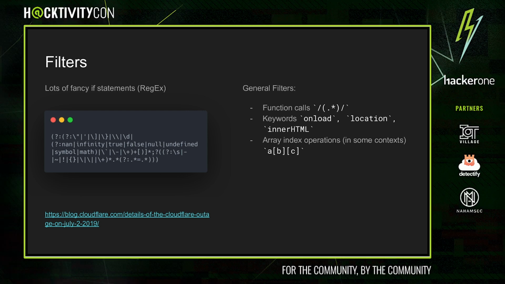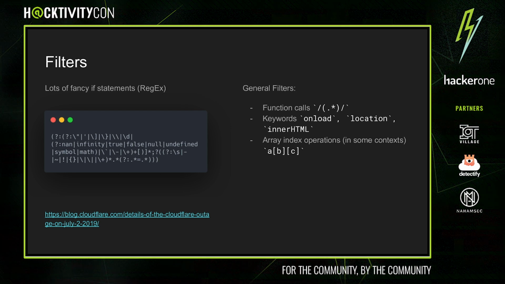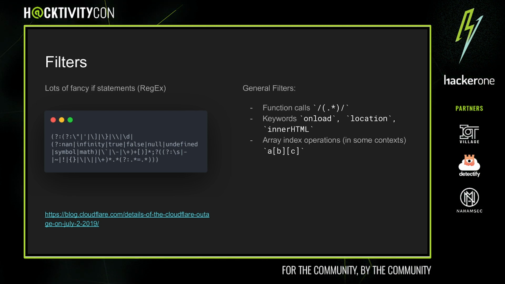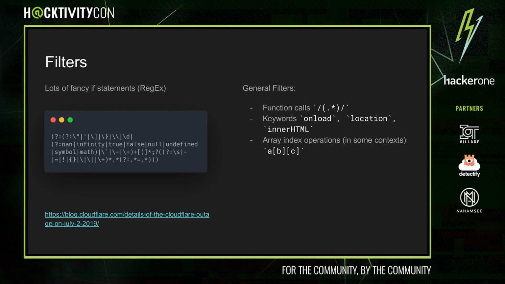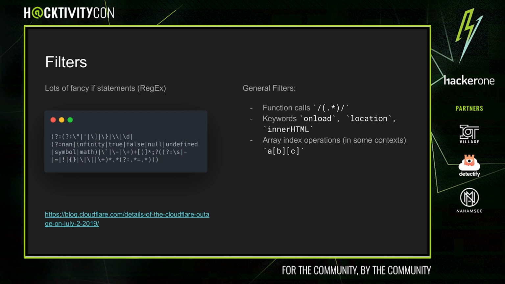Some of the more common filters we've encountered include blocking function calls, blocking keywords like onload and innerHTML, and blocking special characters such as array index operations. In general, highly complex operations like creating objects and function calls tend to have a higher chance of being blocked.